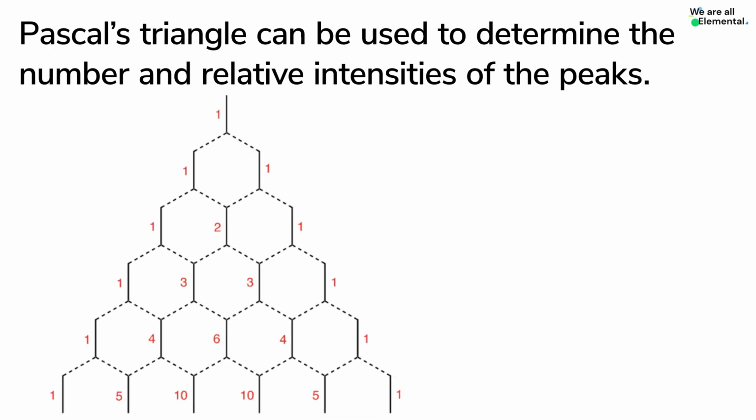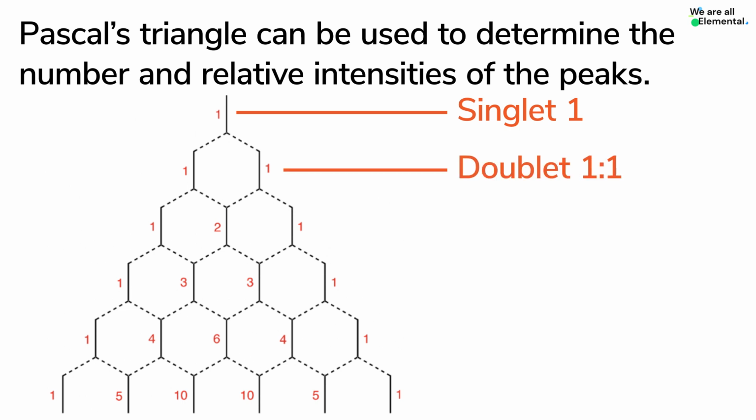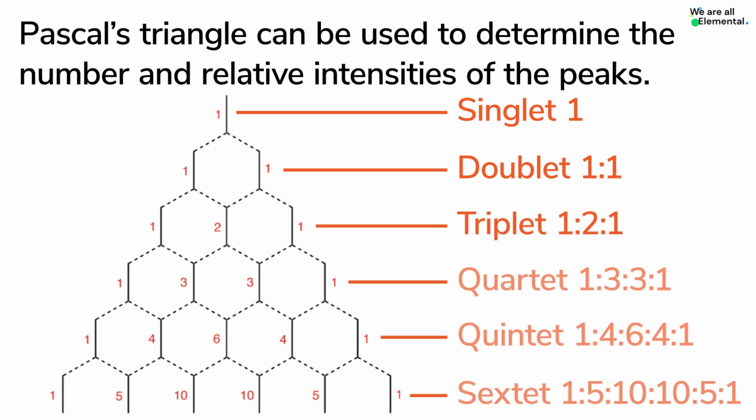Pascal's triangle can be used to determine the number and relative intensities of the peaks. If a proton does not have a neighboring proton of a different chemical environment, then it does not split up. It's called a singlet. If there is one proton which is of a different chemical environment close to it, it will split up into a doublet. If there are 2 protons, triplet, and this goes on, and there could be even 6 neighboring protons, so it will split up into 7.